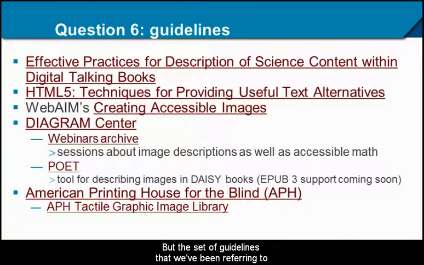The set of guidelines that we've been referring to and that we used in preparing this presentation are called Effective Practices for Description of Science Content Within Digital Talking Books, or DTBs. These are the guidelines that we published here at NCAM a couple of years ago. They're very comprehensive, and they deal a lot with complex images, and the principles described there can be applied to any image or graphic, not just those aimed at DTBs. So that is a good place to start. At the W3C, there is a document that is not quite final, but it's close enough to be very useful. It's called Techniques for Providing Useful Text Alternatives Using New Markup Found in HTML5. That's a good document to take a look at as well.